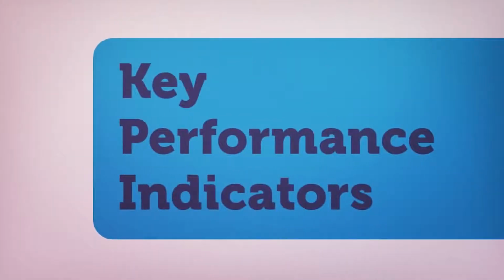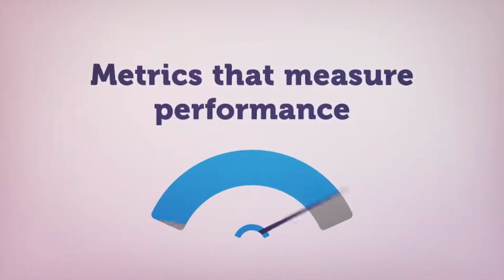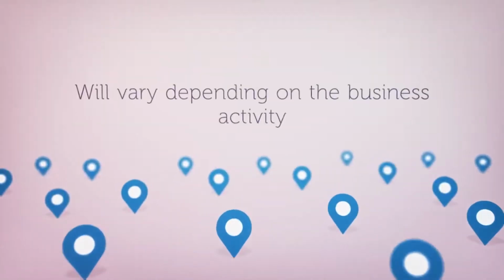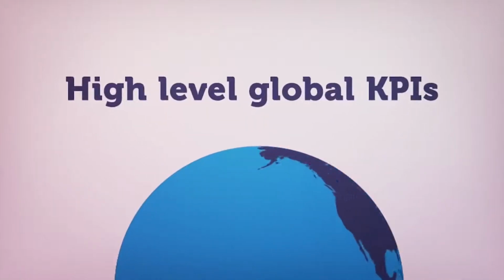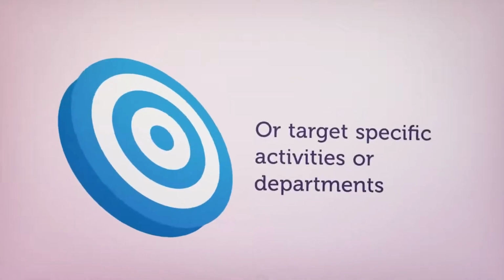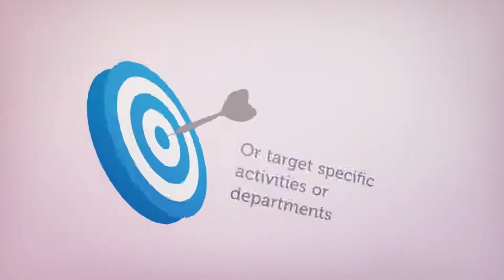But before we get started, let's just remind ourselves exactly what KPIs are. KPI stands for Key Performance Indicator. They're metrics that help you measure a business's performance or success in achieving its objectives. Now, KPIs will vary based on the nature of the business activity, but they can be high level, like measuring the overall performance of a business, or focus more on specific aspects of a specific activity, like marketing, finance, or your website. So how do you define your KPIs?